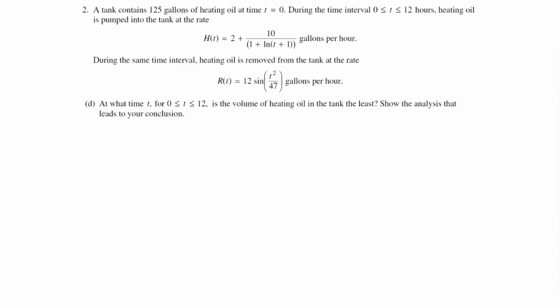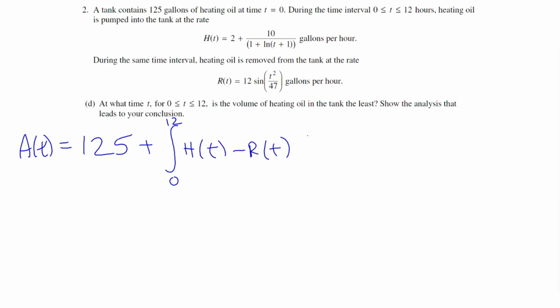And our last part here, in part D, says, at what time is the volume of the heating oil in the tank the least? Well, we know that the amount of oil in the tank, and let's call it A of t, is always 125 plus the integral from 0 to 12 of h of t minus r of t, or the integral from 0 to 12 of h of t dt minus the integral from 0 to 12 of r of t dt. You can do 2 separate integrals if you want.